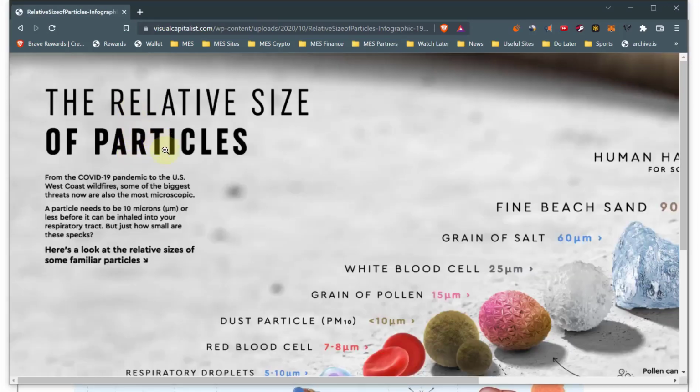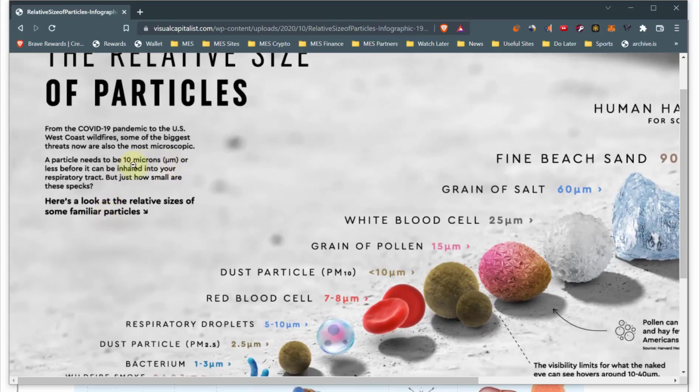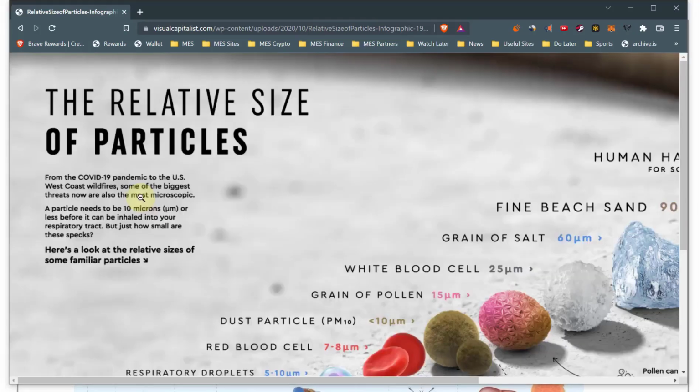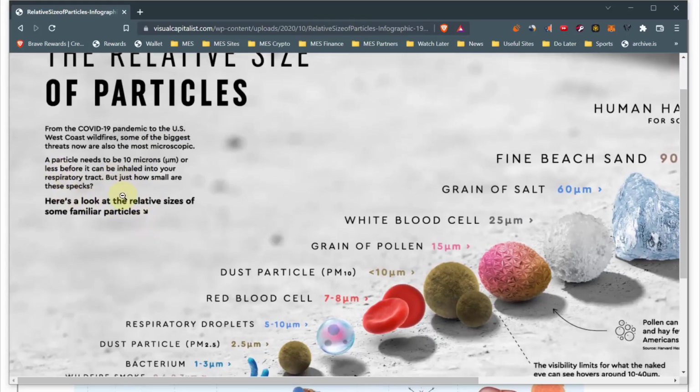So the relative size of particles, from the COVID-19 pandemic to the U.S. West Coast wildfires. Some of the biggest threats now are also the most microscopic. A particle needs to be 10 microns or less before it can be inhaled into your respiratory tract. But just how small are these specks? That's an interesting statement. A micron is a millionth of a meter, and it needs to be that small to get into the respiratory tract.